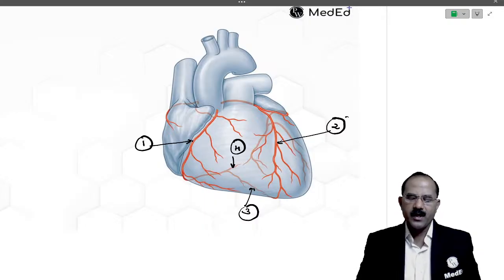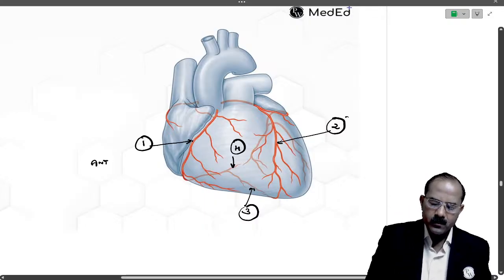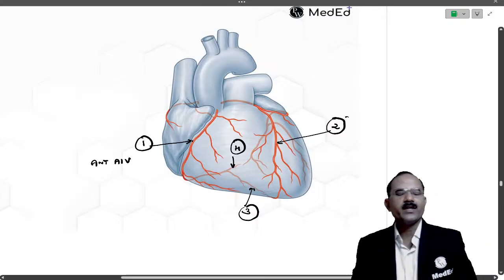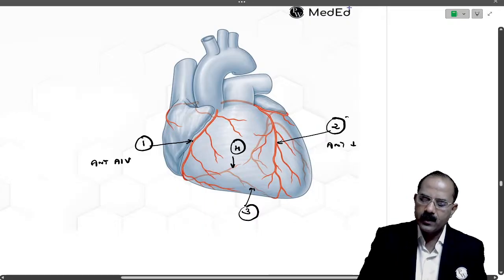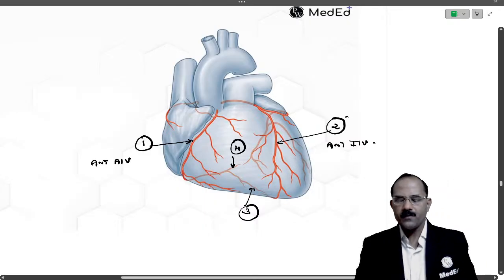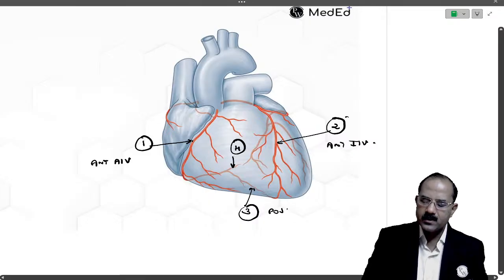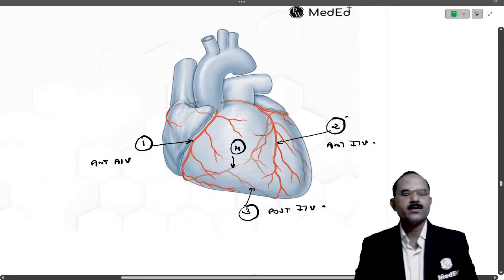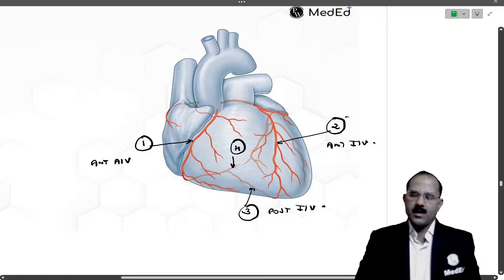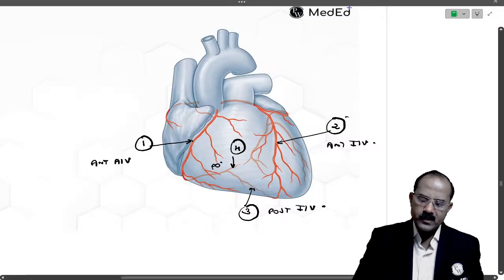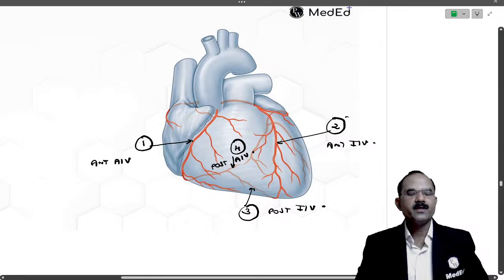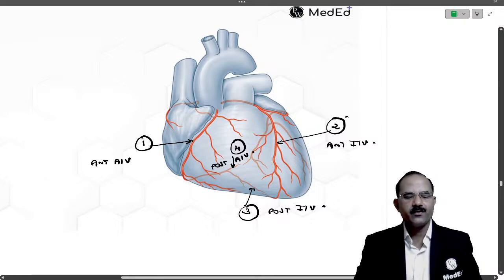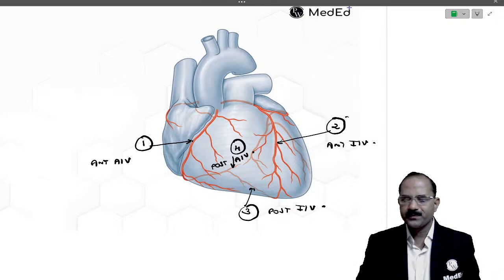A is the anterior atrioventricular groove. Very good. What is 2? 2 is the anterior interventricular groove. What is 3? 3 is the posterior interventricular groove. And 4th is the posterior atrioventricular groove. Yes, very good. Excellent.